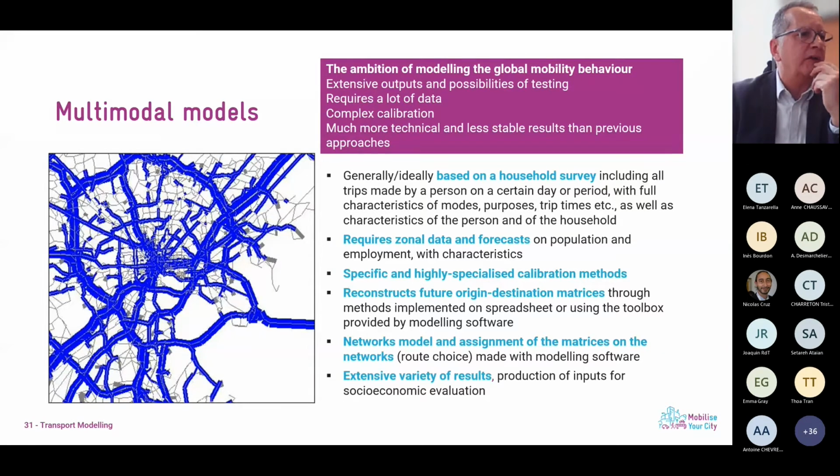With that, you can reconstruct future origin-destination matrices through methods implemented on spreadsheet or inside the modeling software. And the network model and the assignment of the origin-destination matrices on the networks are made with the modeling software. And there is an extensive variety of results, graphical and numerical, production of inputs for socioeconomic evaluation and so on. So this remains the top approach, but that does not mean that it is the best one in any case.